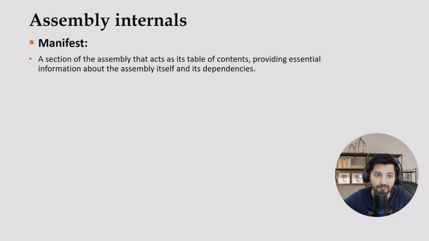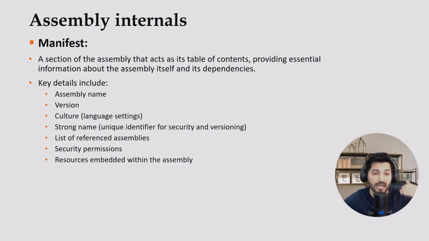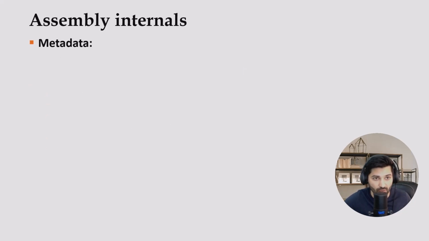So how about the manifest? The manifest is a section of the assembly that acts as a table of contents, providing essential information about the assembly itself and its dependencies. In our manifest, we have information about assembly name, version, culture, security permissions, resources embedded within the assembly, strong names, list of referenced assemblies, and etc.